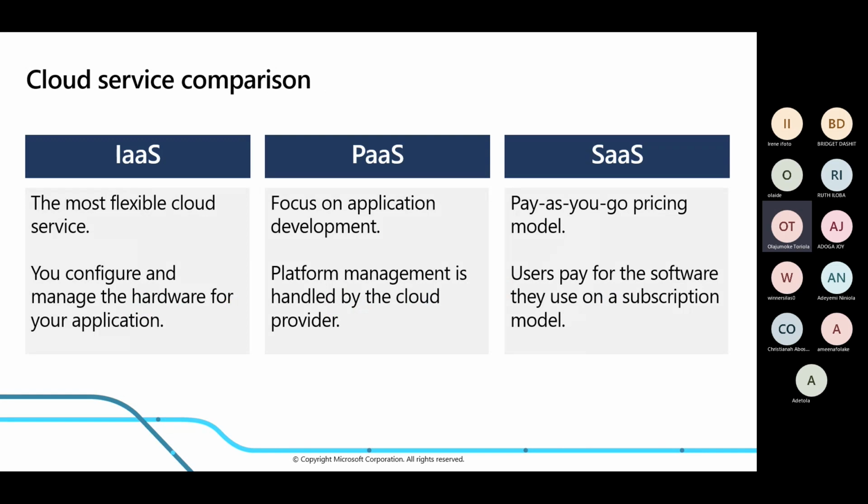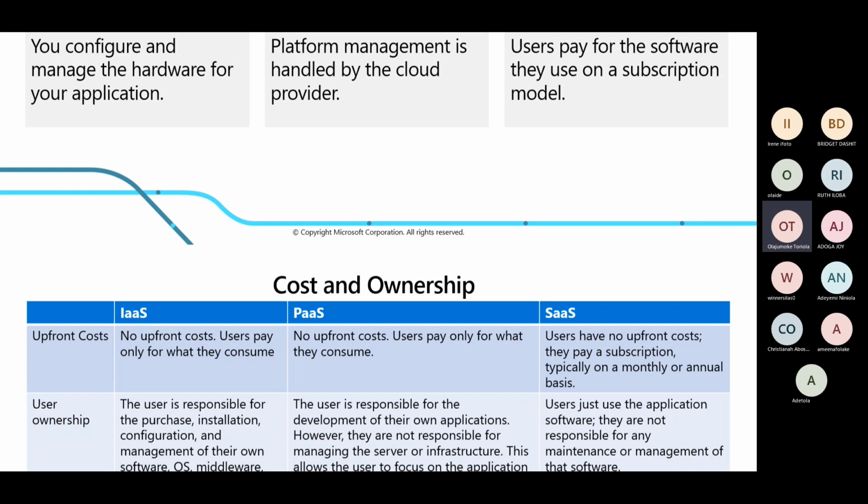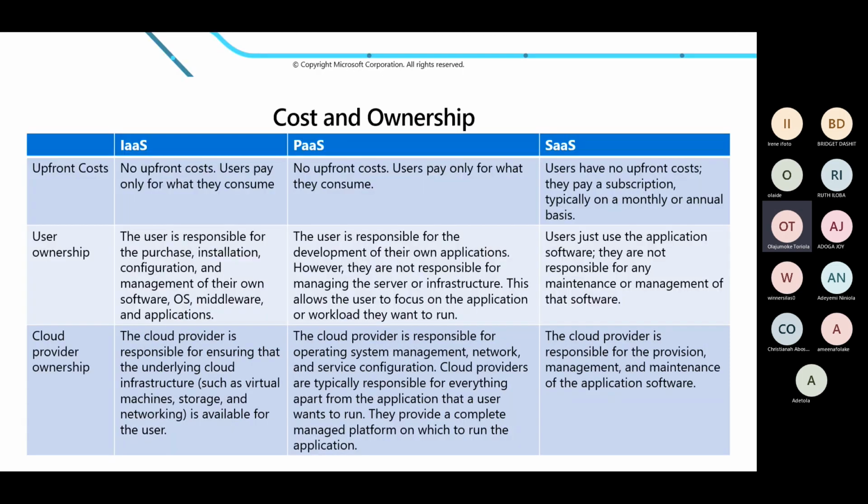Infrastructure as a service is the most flexible cloud service. You configure and manage the hardware for your application. For PaaS, which is platform as a service, you focus on application development, and platform management is handled by the cloud provider. For SaaS, you have a pay-as-you-go pricing model. Users pay for the software they use on a subscription model. Now, finally, let's look at what cost and ownership will look like for each of these models.